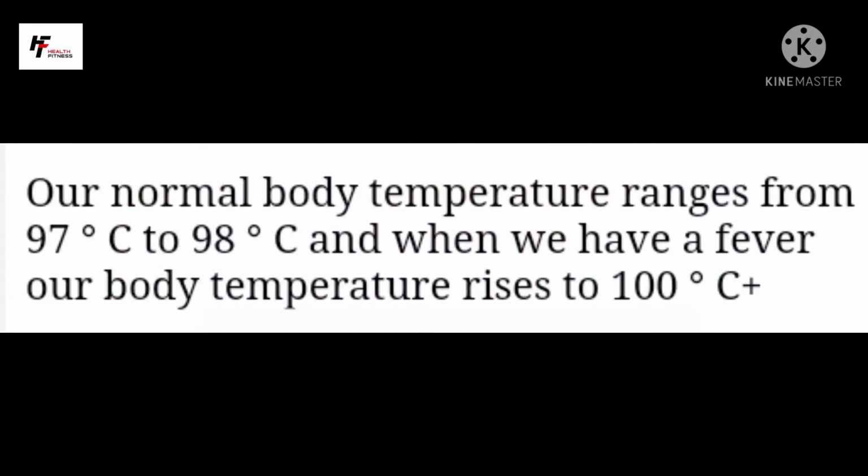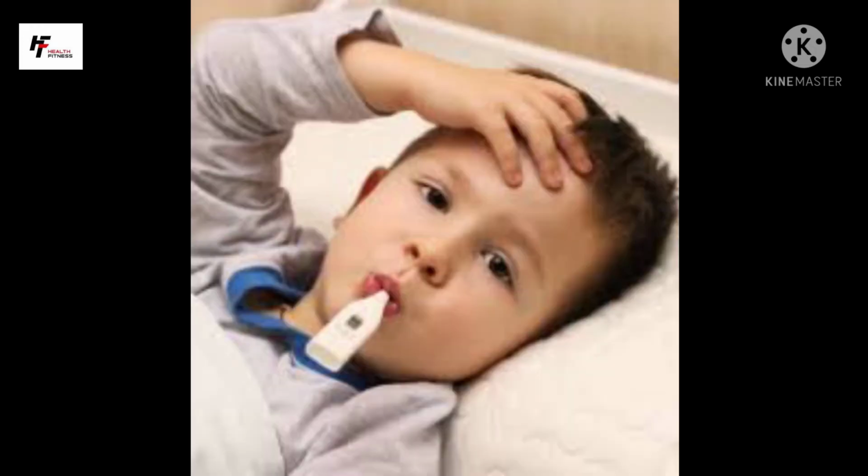Our normal body temperature ranges from 97 degrees Celsius to 98 degrees Celsius, and when we have a fever our body temperature rises to 100 degrees Celsius. Plus, the human body has an internal temperature that is controlled by a complex network of organs, tissues, and fluids.